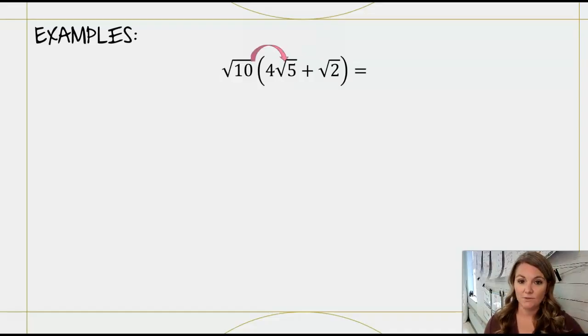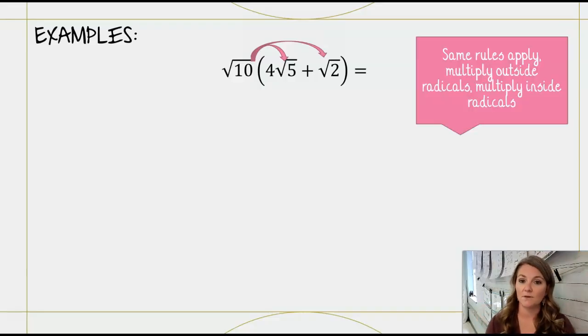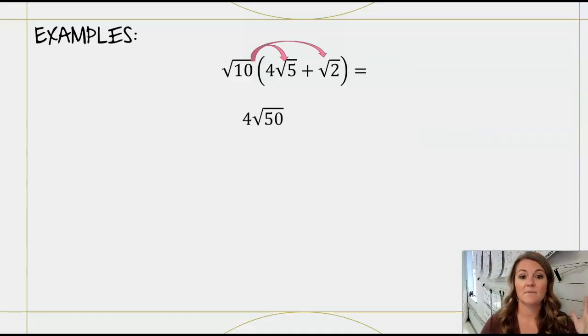You're still going to do distributing to the first, distributing to the second. You're still going to follow the same rules. You're going to multiply your outsides, multiply your insides, and then simplify. So I'm going to do the square root of 10 times 4 times the square root of 5, which is going to give me 4 times the square root of 50. 4 was on the outside. 4 times 1 gave me 4. 10 times 5 gave me 50.